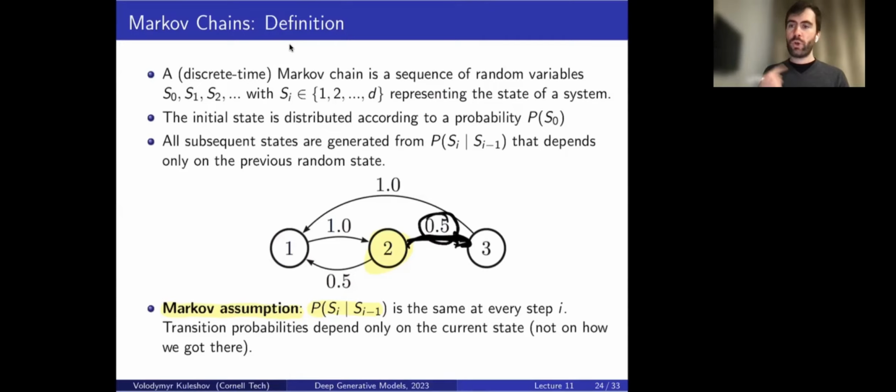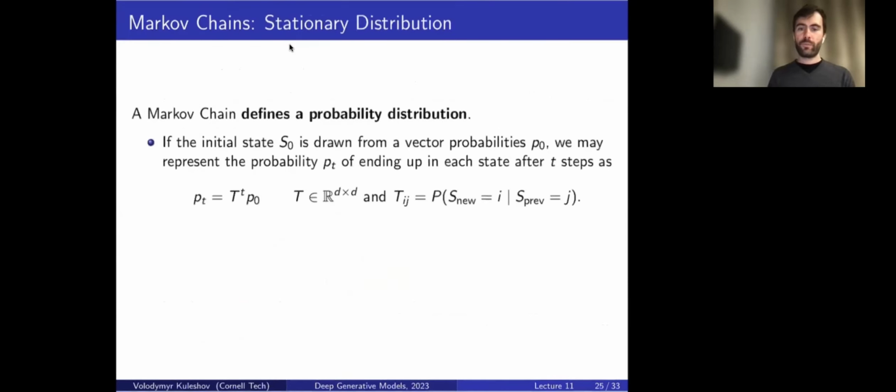So it's a process over random variables which has this structure. And the crucial thing to understand about a Markov chain is that a Markov chain defines a probability distribution. When you run the Markov chain for a very long time, you get samples which are drawn from some probability distribution. What is that probability distribution?